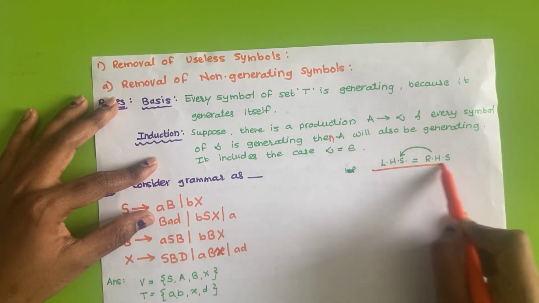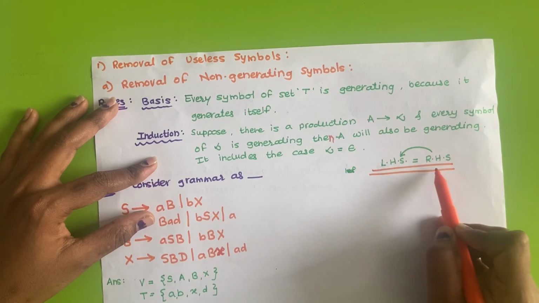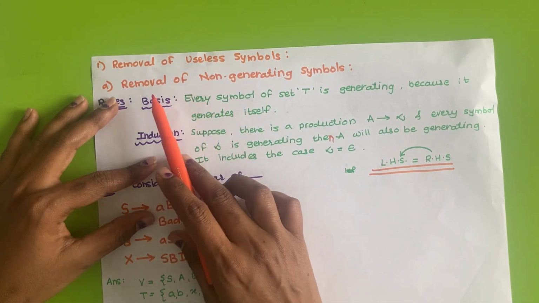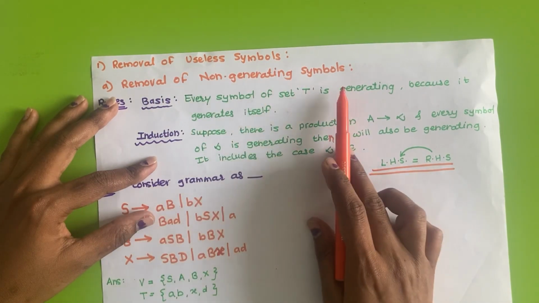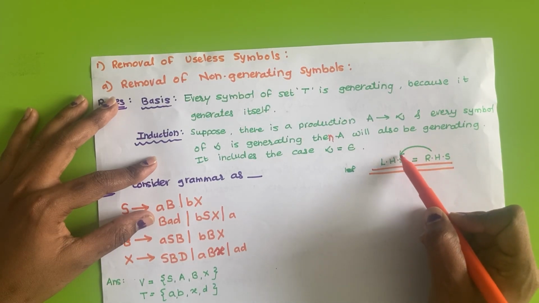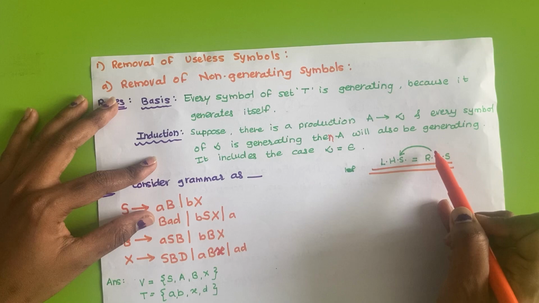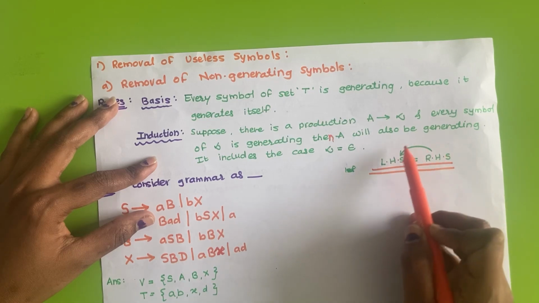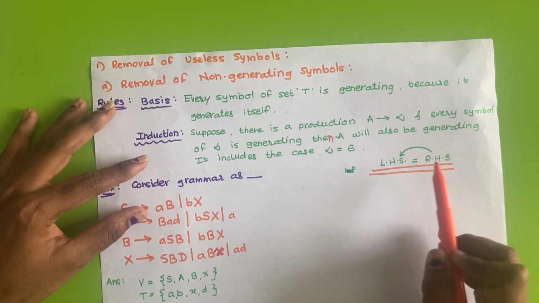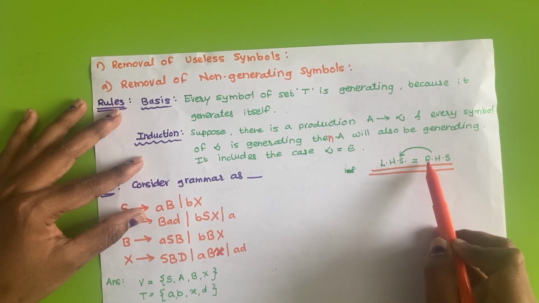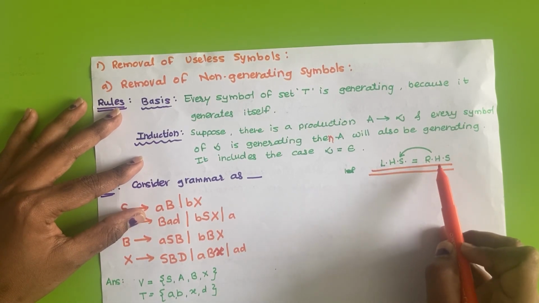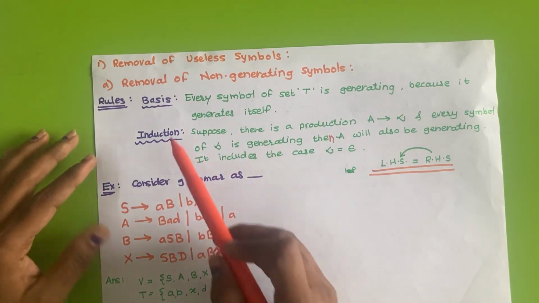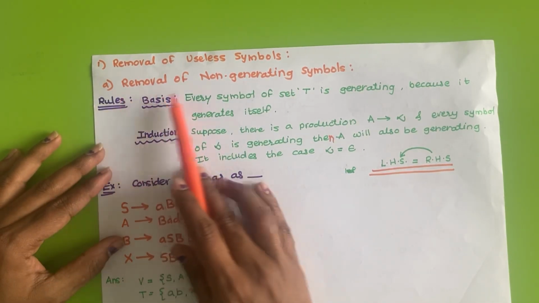Remember one thing: if the RHS of the production is generating, then its head will be generating. In the case of removal of non-generating symbols, we move from right to left. The arrow is from right to left, not left to right. It is not possible that if the head is generating, then every symbol of the body will be generating. This will not happen. But if every symbol of the body part of the production is generating, then its head will be auto generated according to the induction. So those are the two rules to remove the non-generating symbols.